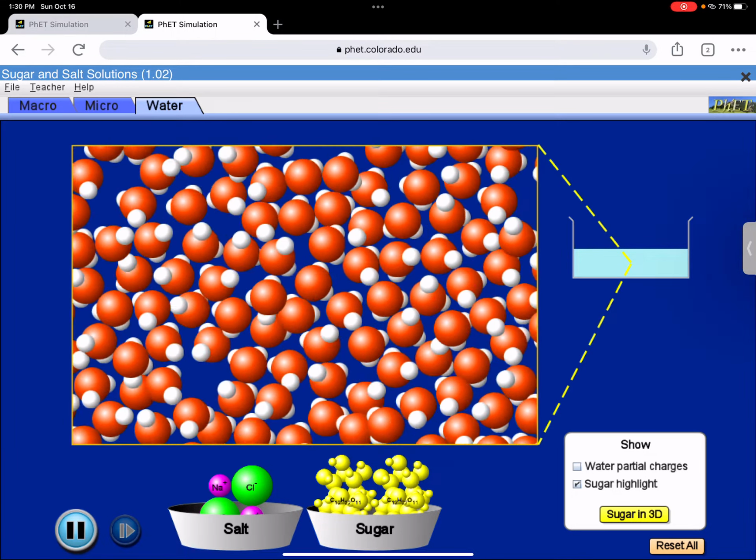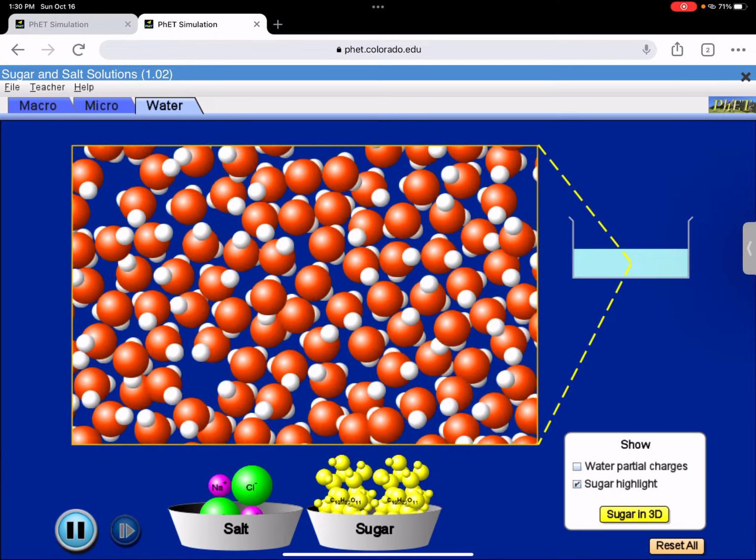And this simulation doesn't actually show the hydrogen bonding, but that is what's happening: the negative side, the red side of the water, should be attracted to those little tiny yellow circle hydrogens on the edges of the sugar. So in this case, it's dissolving because it's attracted to the water forces.